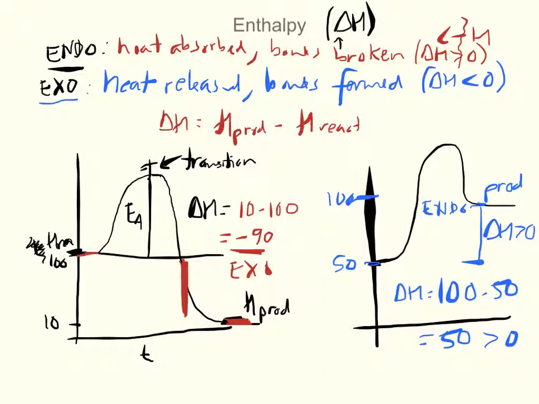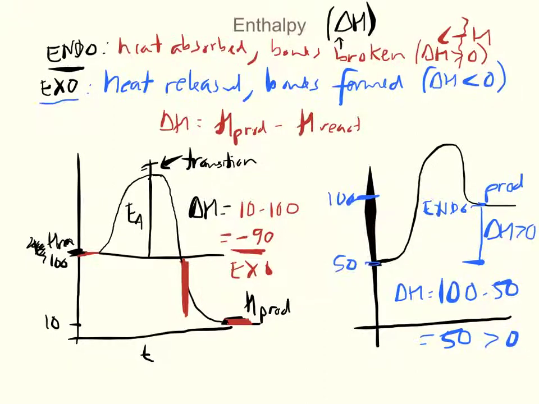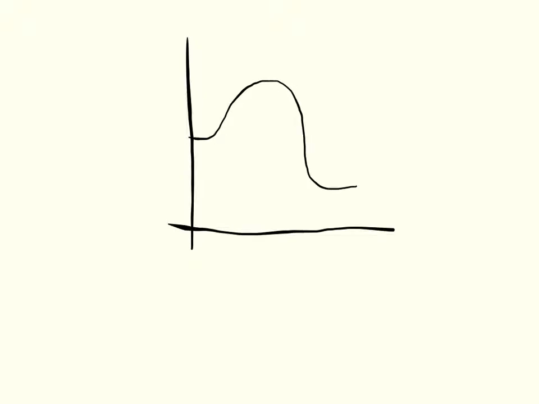For endo and exothermic reactions, you need to know if heat is absorbed or released, if enthalpy is greater than or less than 0, and if bonds are being broken or formed. Last thing we also need to know is catalysts, how catalysts work. So if this is the reaction energy, first check yourself based on this diagram. Is this an endothermic or exothermic reaction?